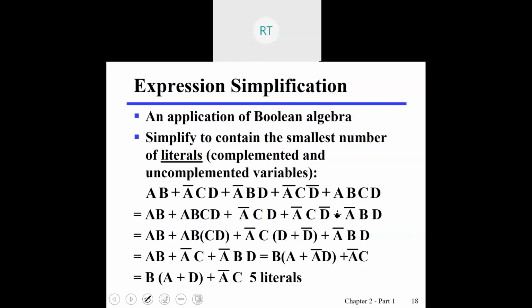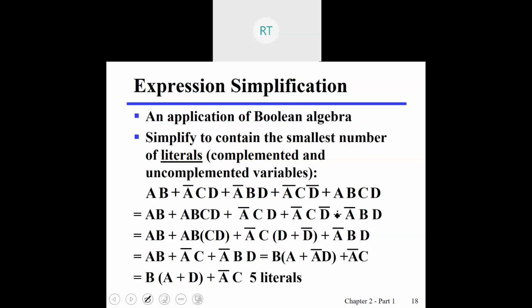An application of Boolean algebra, you simplify to contain the smallest number of literals. Okay, I will explain what I mean by a literal now. A literal is the variable. So A is a literal, B is a literal. If you want to count the literals in the first line, you have 1, 2, 3, 4, 5, 6, 7, 8, 9, 10, 11, 12, 13, 14, 15. I have 15 literals in the first.